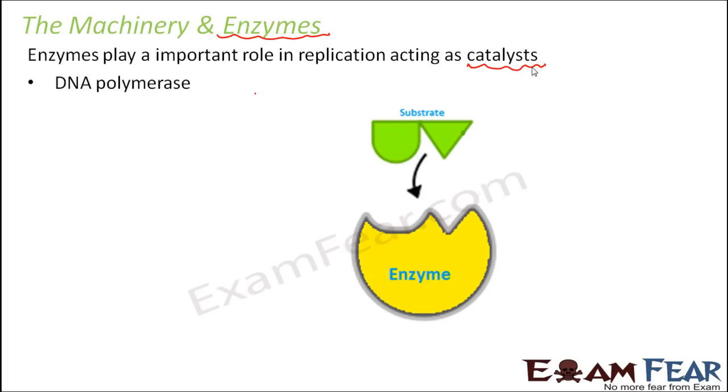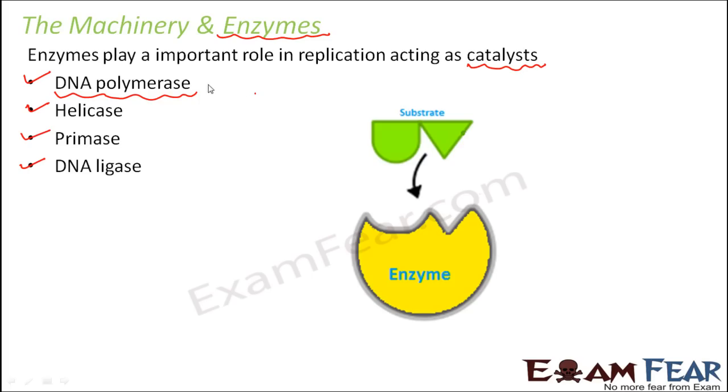Some of the important enzymes which play a very important role during DNA replication is DNA polymerase. This is the most important enzyme which is needed for DNA replication. Like in any movie, you have somebody playing the lead role and then you have all the side actors, right? In a very similar way, DNA polymerase here plays the main role. So the most important function is being performed by DNA polymerase. Helicase, primase, DNA ligase, these are also enzymes which play roles during DNA replication.